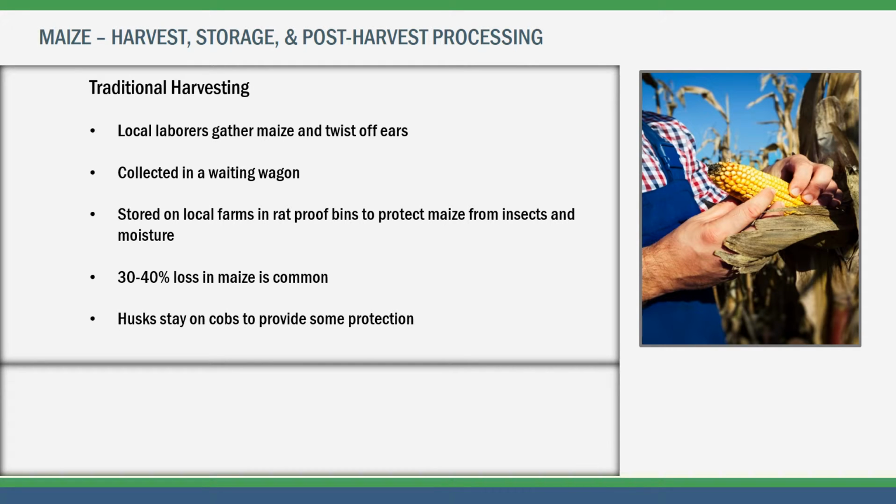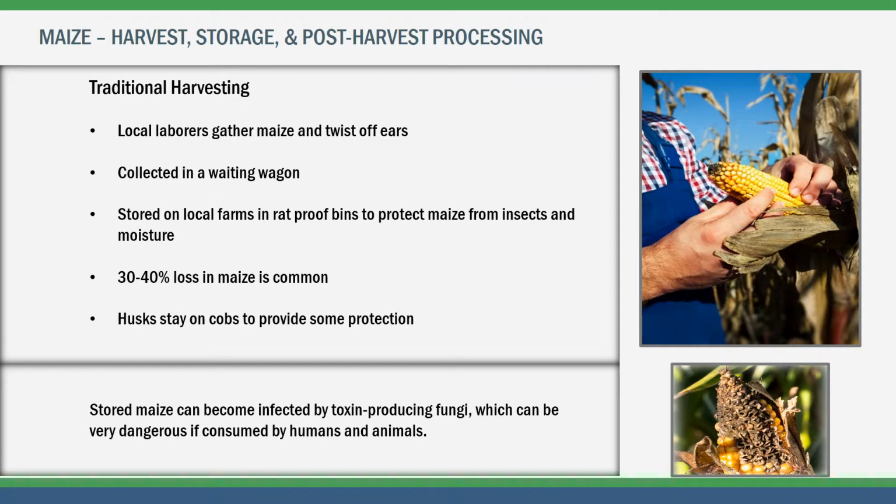To offset this, the cob is usually left with the husk intact to provide additional levels of protection against insects. Stored maize can also become infected by toxin-producing fungi regardless of the type of farm or the protection measures taken. These fungi can be very dangerous if consumed by humans or animals.